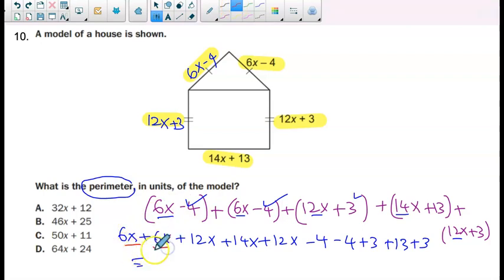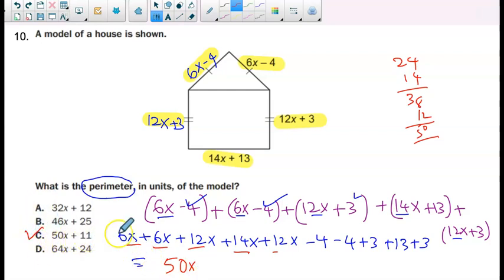6x plus 6x, 6 plus 6, 12x's. 12x plus 12x, 12 plus 12, 24x. 24 plus 14, that is 38. This gives you 38x. 38 plus 12, that is 50x. So 50x. Out of these options, I'm already seeing 50x here. So most probably this is my correct answer, but let us check with the numbers also.